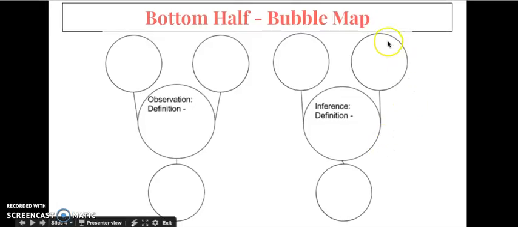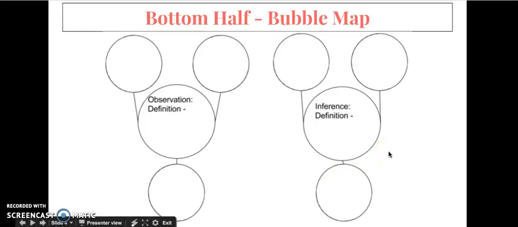Okay, again, we have 3 circles. So we want you to think about all the words that you remember from the definition of inference. We're going to give you a hint. Use your vocabulary sheet and also use the book. Think about the things that we circled in the book. Okay, write those things in the 3 circles.